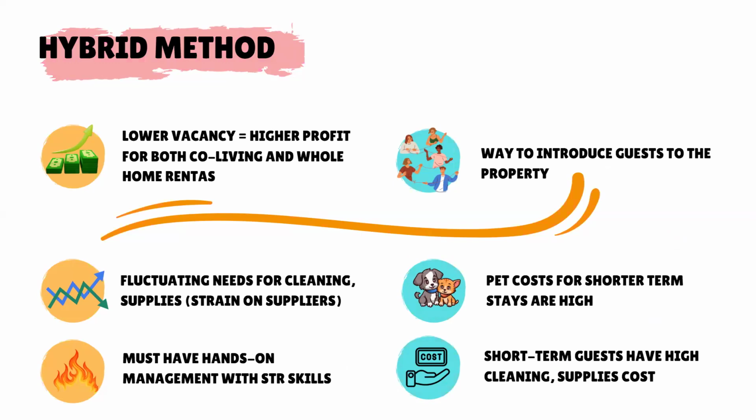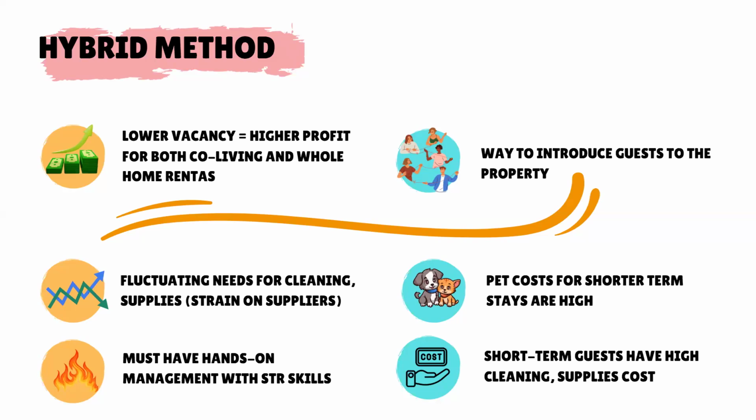So what is the hybrid method? The hybrid method means that let's just say you have a whole house with 3 bedrooms and you have a vacancy of 2 months. You can fill that vacancy with shorter term stays, let's just say minimum 2-week stays or minimum 1-week stays. And this way you can recover at least partially the cost of your mortgage, utilities, and etc. But that also comes with some additional expenses. So lower vacancy will bring higher profit for both co-living and whole home rentals.